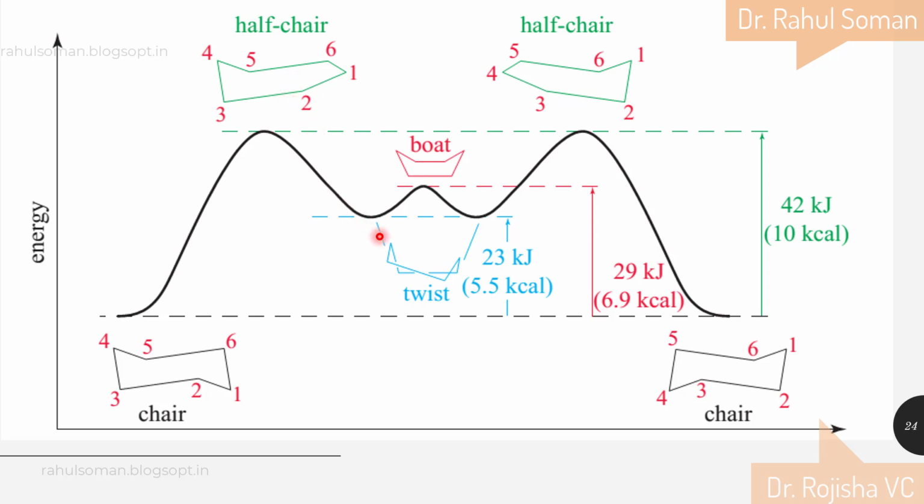In the case of the twisted boat, there is no hydrogen proximity, so the twisted boat gives better energy. Then the boat conformation is energetically higher: 2 carbons are eclipsing each other and 2 hydrogens are in close proximity. These flagpole hydrogens create a steric strain also. Then it goes back to the twisted boat conformation, then the half chair conformation, and then comes back to the chair, which is the flipped chair. So the energy barriers should be very clear to you, how much energy is there for what.